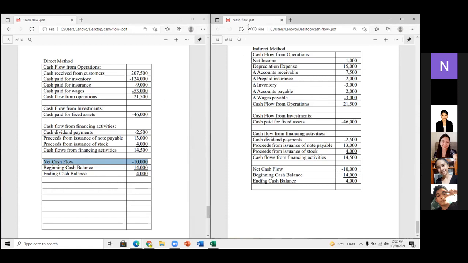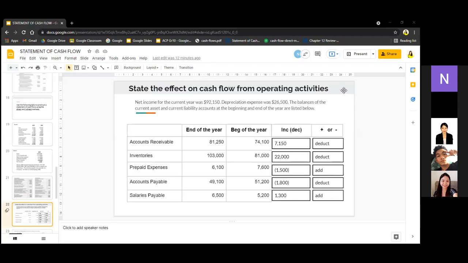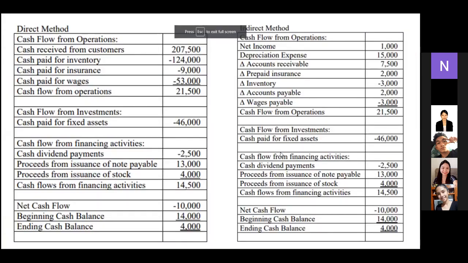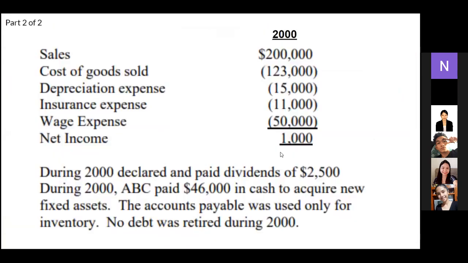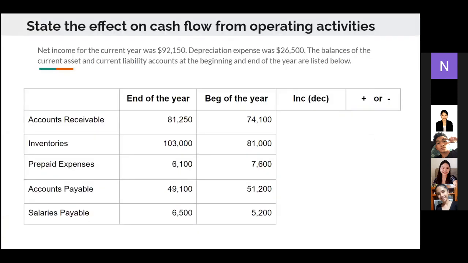Wait lang, yung PowerPoint na. So, ito yon. Sana na-gets nyo to. Wala ba kayong tanong about sa problem na 'to? Okay, so I assume wala naman ng tanong. So proceed na tayo dun sa another problem.